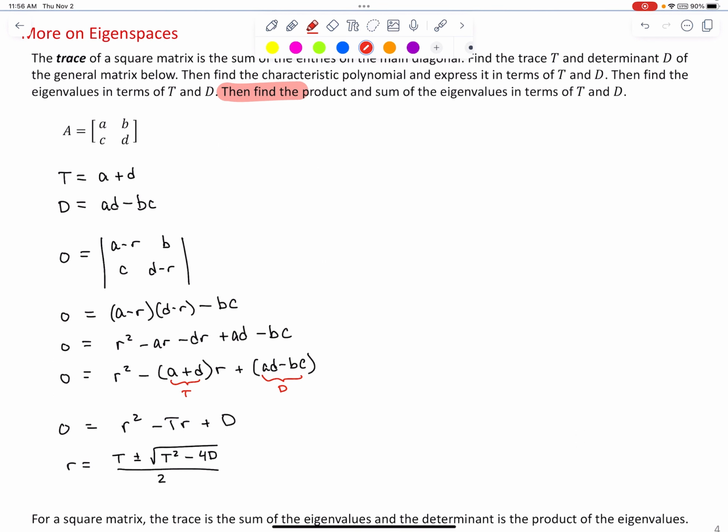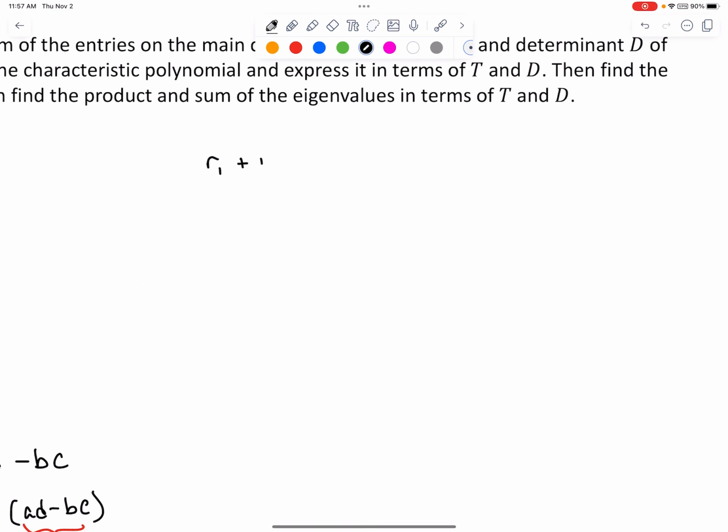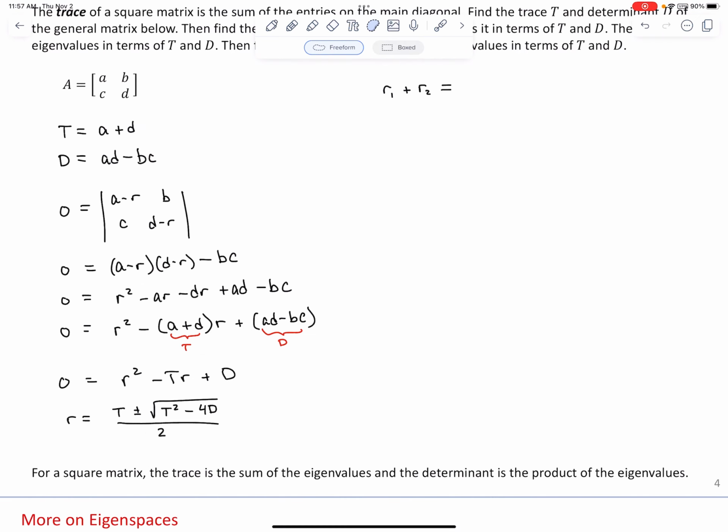And finally, let's do the last step. Then find the product and sum of the eigenvalues in terms of T and D. Let's do the sum first. So the two eigenvalues we will add together, r1 plus r2. And the two eigenvalues come from here, where one of the eigenvalues has the plus as the operation, and the other eigenvalue will have the minus as the operation.